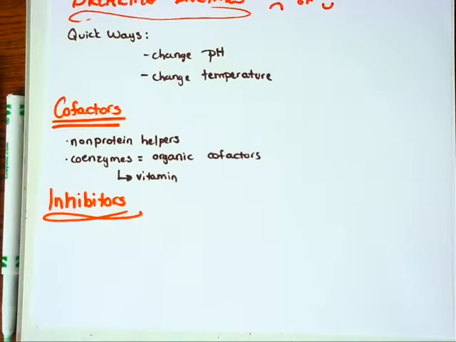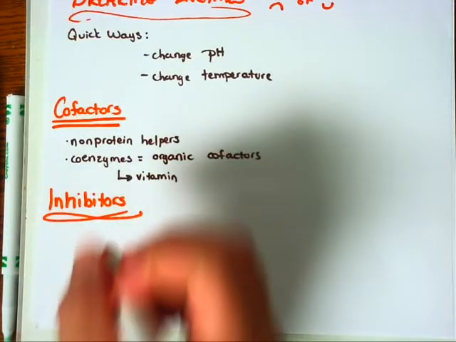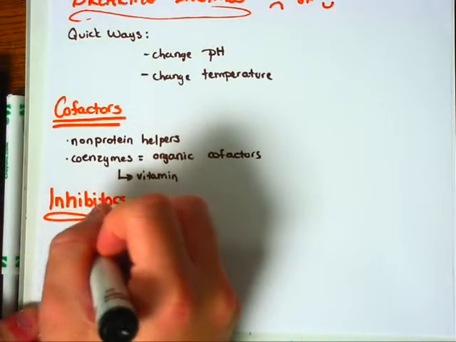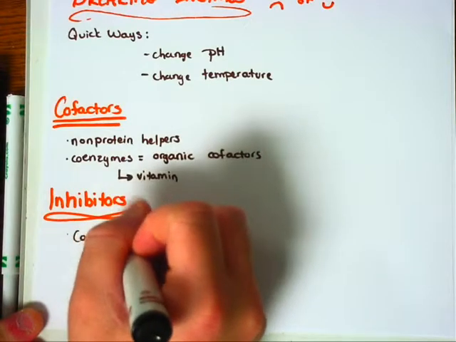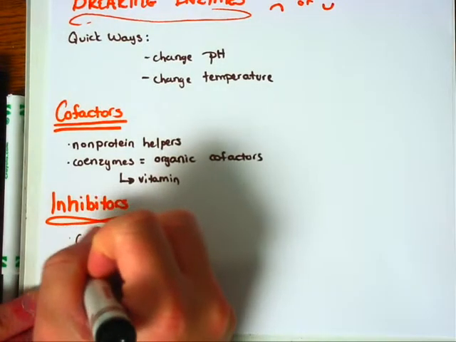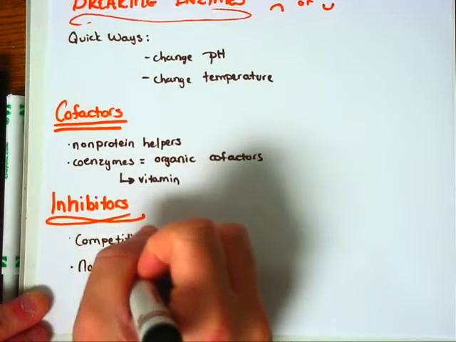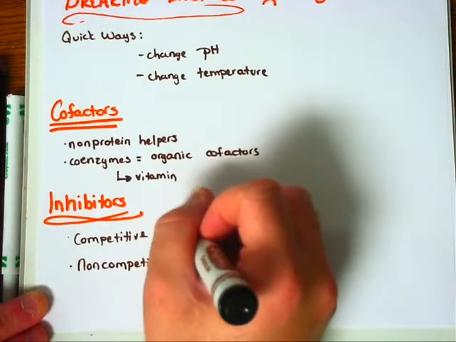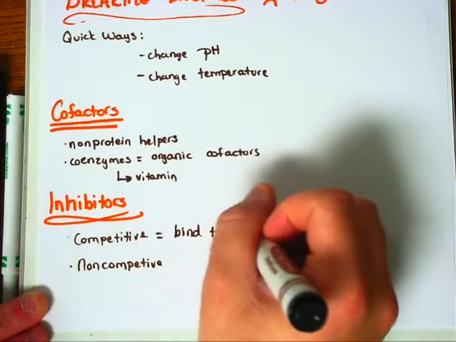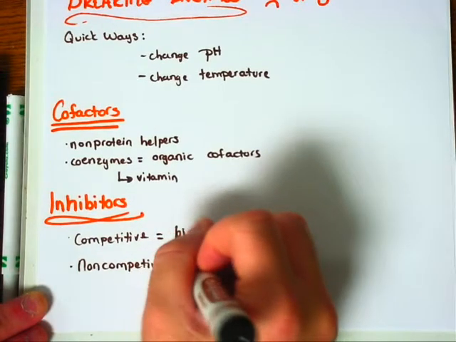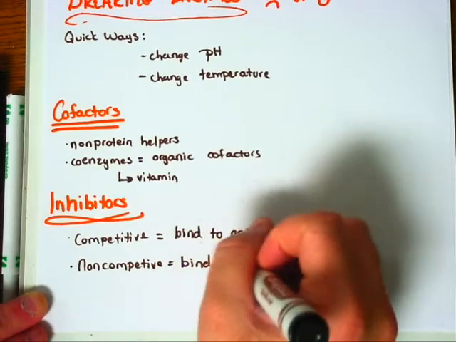But if we look real quickly and break that down into two components, we could talk about the inhibitors that are competitive. We could also talk about the inhibitors that are non-competitive. Competitive ones bind to the active site. Non-competitive ones bind to another site.